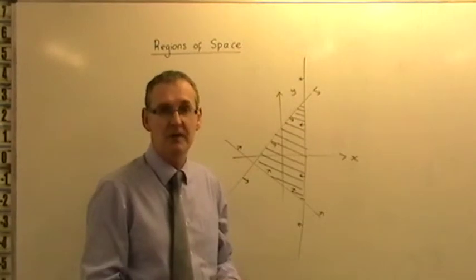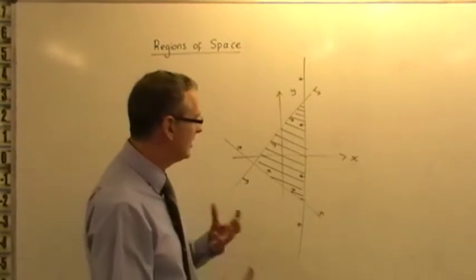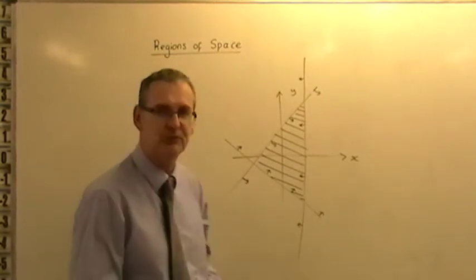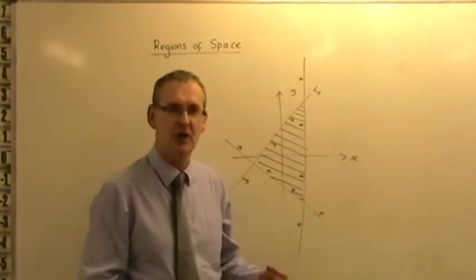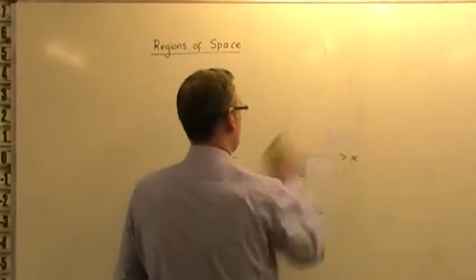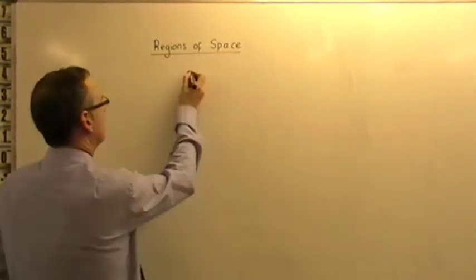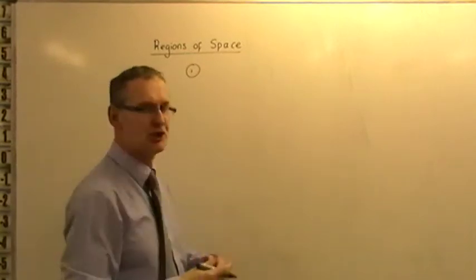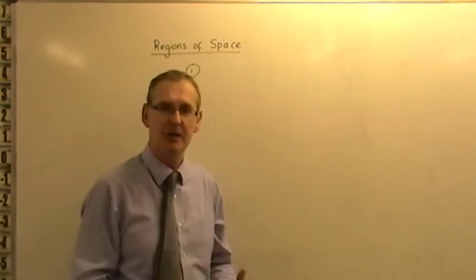So in this video, it's just an introduction to regions of space. So I'm not going to do really hard ones. I've explained the basic principle. Let's now do 1 or 2 very simple examples to show how it works. So if I get rid of that, make some space. Question 1 is going to be, I need to shade the region that satisfies these inequalities.